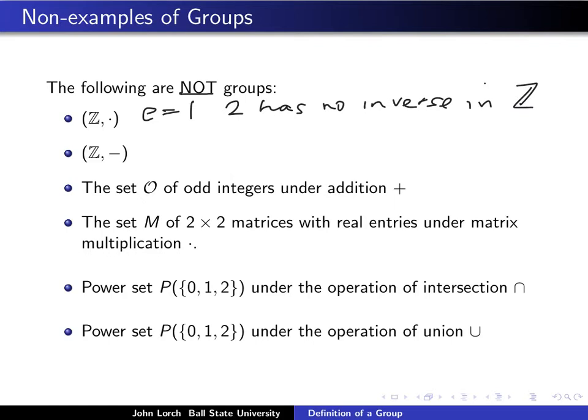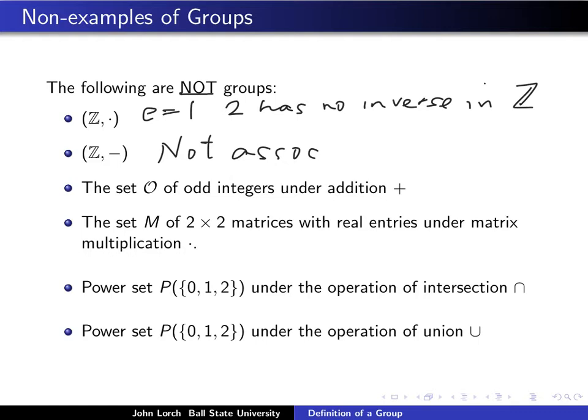Okay, our next example is the integers under subtraction. And you may recall that earlier, when we were discussing subtraction, we discovered that it fails to be associative as an operation. But associativity is something that is required for a group. Therefore, the integers under subtraction fails to be a group.